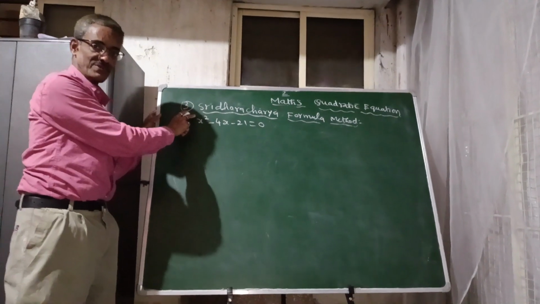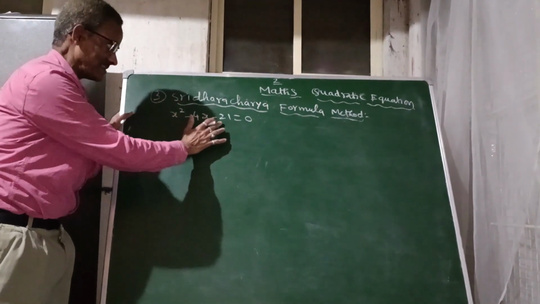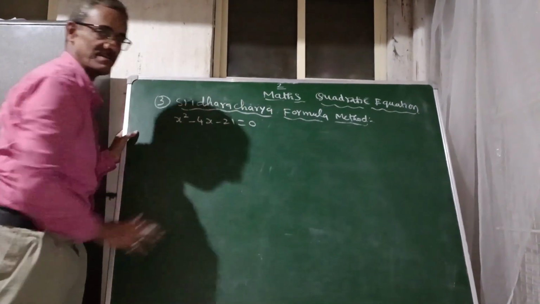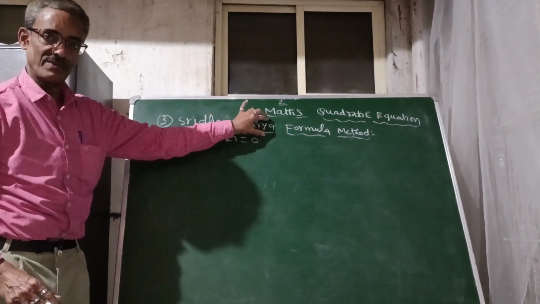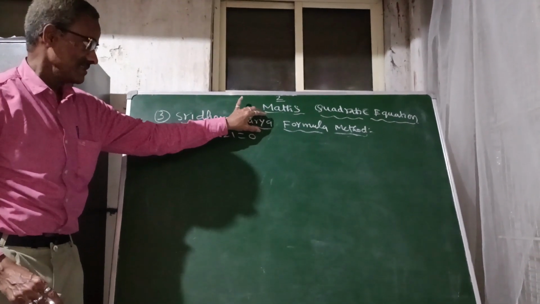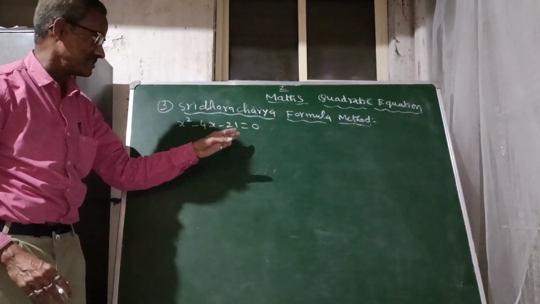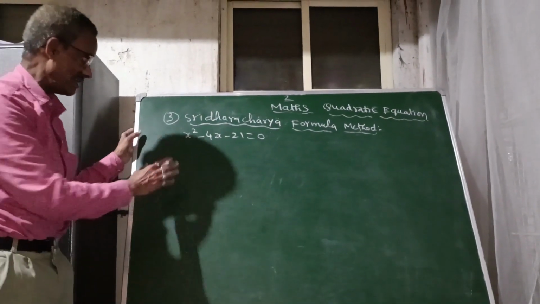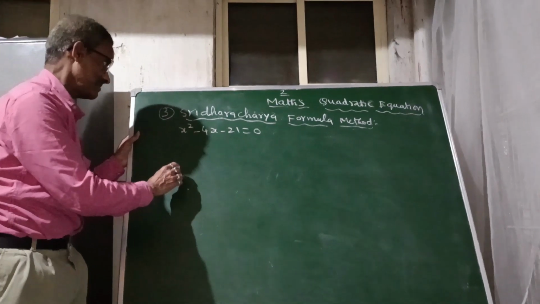So now I am going to solve the same quadratic equation, x square minus 4x minus 21 equal to 0, by the Sridharacharya formula method. Why has it come as Sridharacharya? He has given one formula, so instead of going through factorization and completing the square, this method is a very easy method, by only putting the formula and substituting the values. Okay, so we will see what that formula is here.